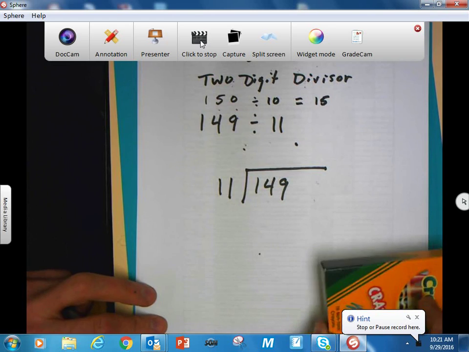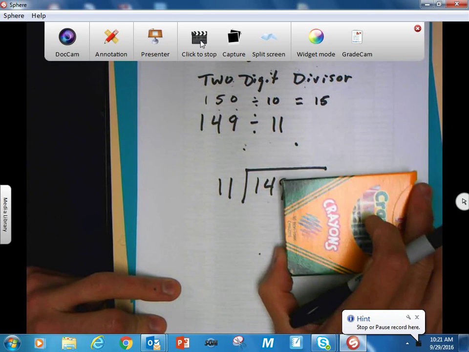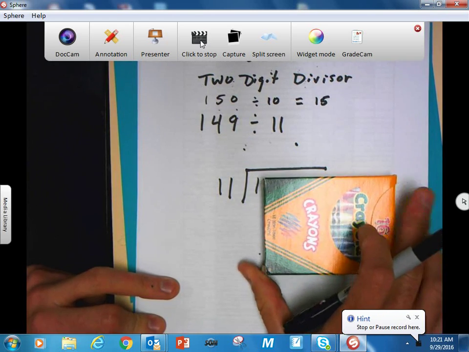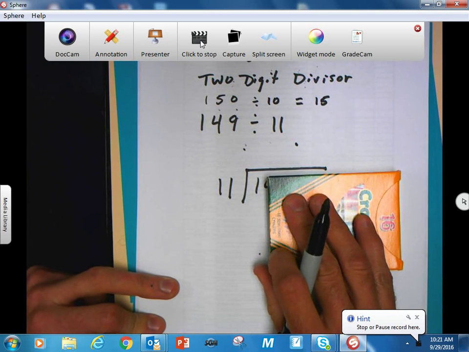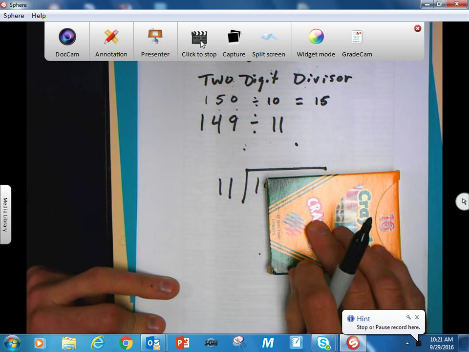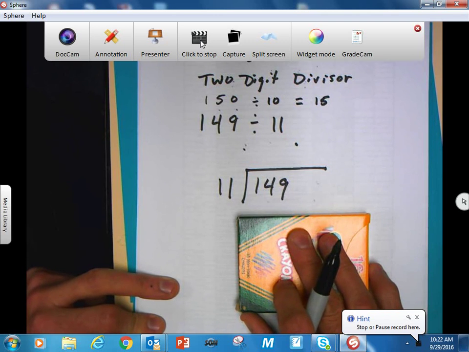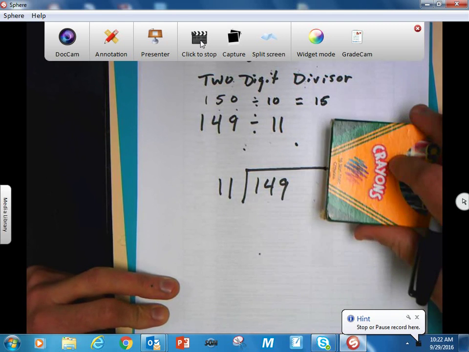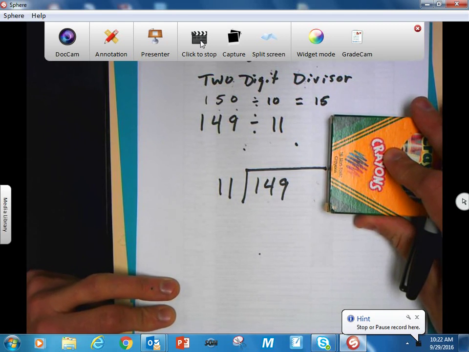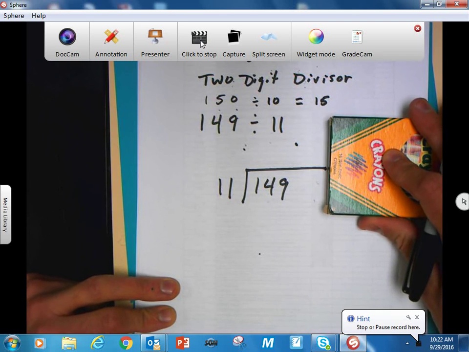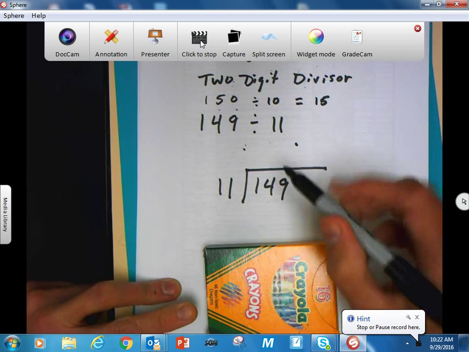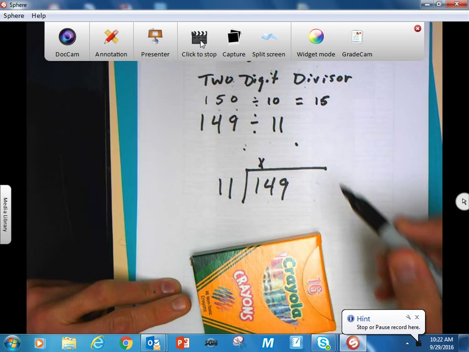But what you're really doing is asking yourself, by place value, will 11 fit into 100? Because that 1 right there is 100. Can we fit any 11s 100 something times? Will 11 go into 149 100 and something times? No, we already know it won't because we know our answer is around 15. So 11 will not go into this place value position, so put an X.